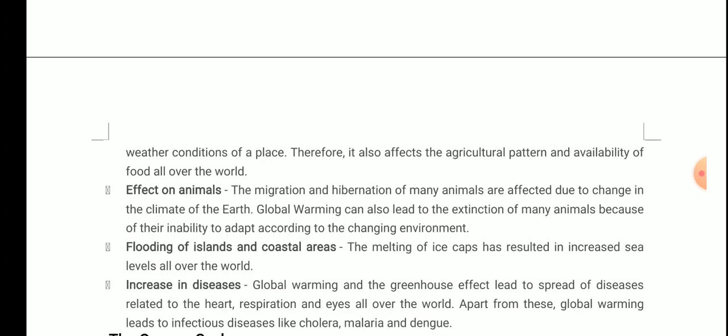Increase in diseases. Global warming and the greenhouse effect lead to the spread of diseases related to the heart, respiration and eyes all over the world. Apart from these, global warming leads to diseases like cholera, malaria and dengue, because they are spread by mosquitoes. After the temperature increases, mosquitoes can easily survive in that temperature, so there are more chances of these kinds of diseases.